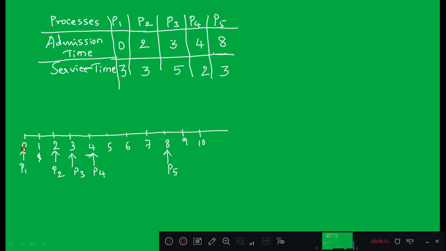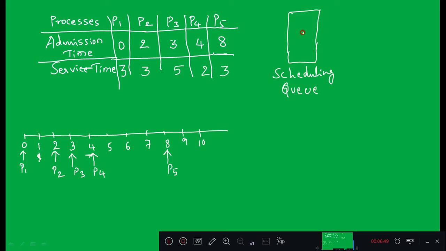So at 0th second, what is there in the scheduling queue? Which all processes are there in the scheduling queue? So this is called the scheduling queue, which is nothing but a memory. It works in the manner first come, first serve, first in, first out, right?